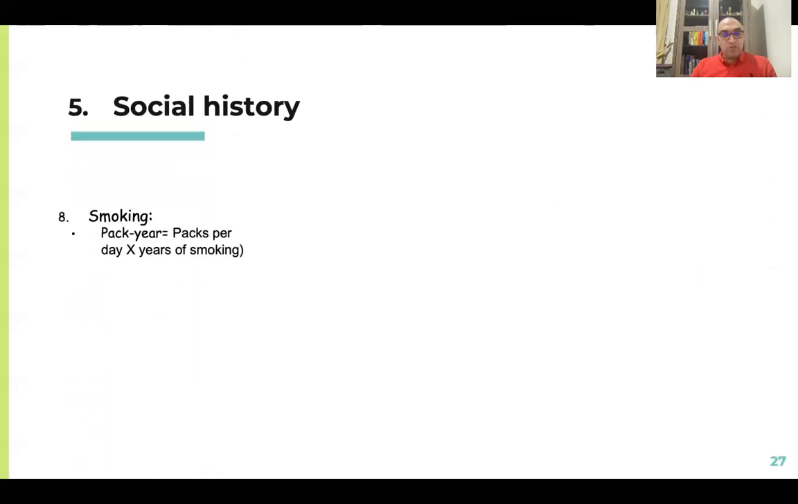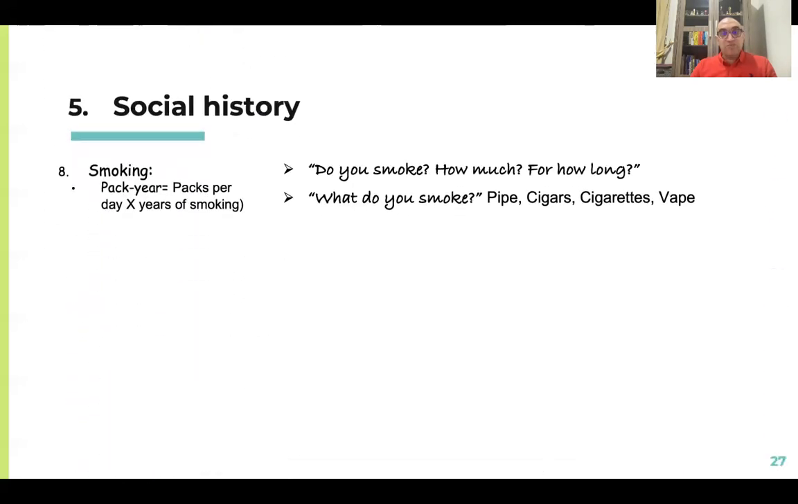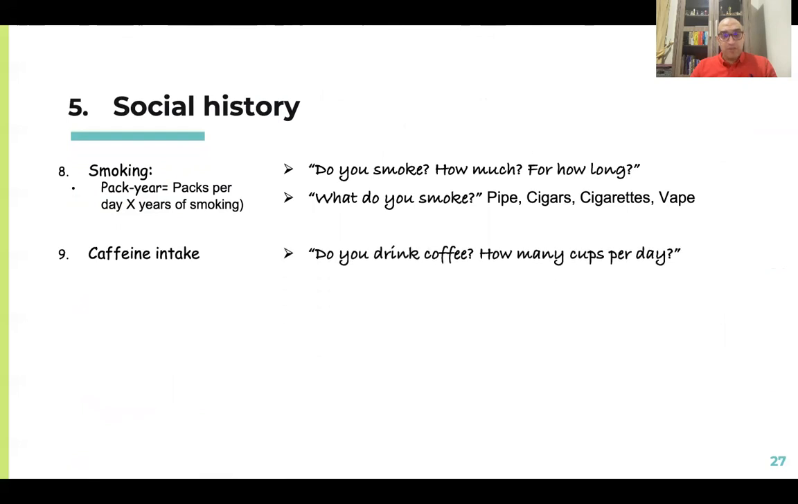After alcohol, you need to ask about smoking and quantify how many packs per year. So do you smoke? How much and for how long? What do you smoke? For caffeine intake, which might be important in some complaints like palpitation, do you drink coffee? How many cups per day?